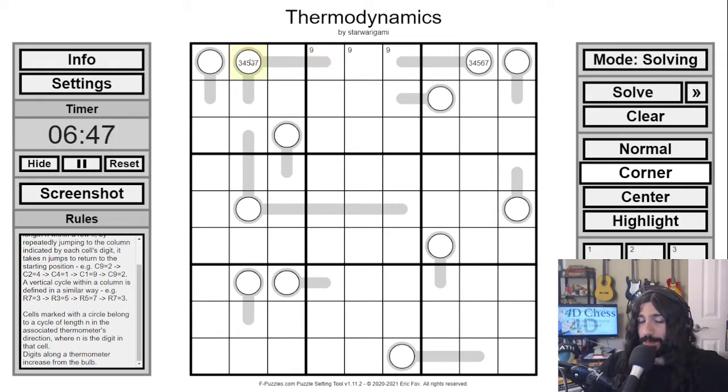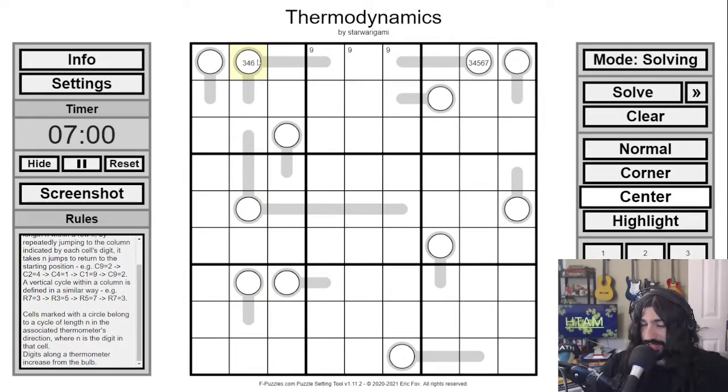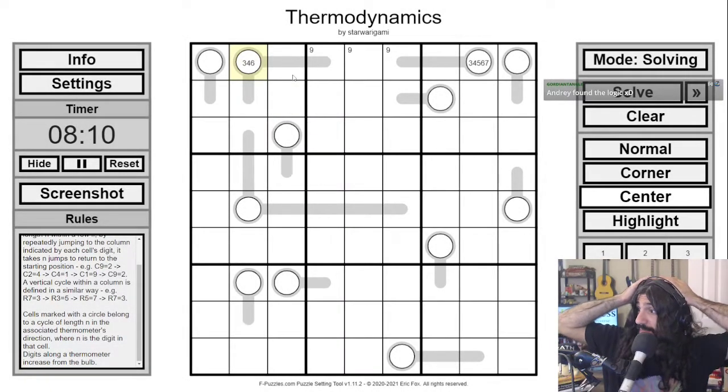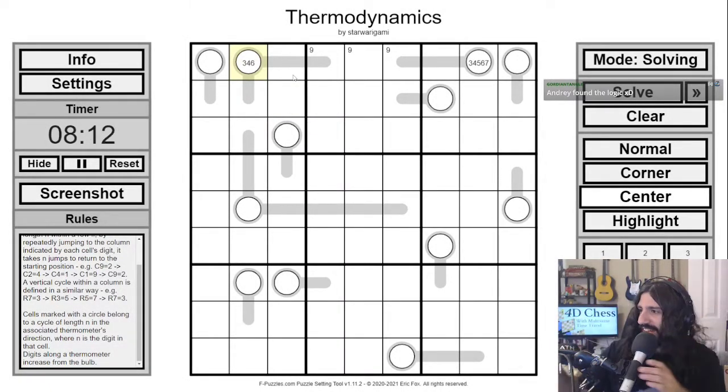Oh, and this, because this bulb also determines the vertical cycle, this can't be a 5 or a 7, right? This can't be a 5 or a 7, because it can't be in these two. So this is a 3, a 4, or a 6. Hold on, I think I like 12-headed this.